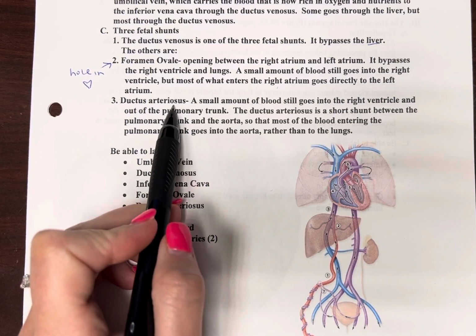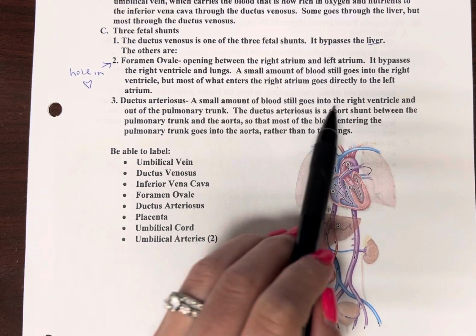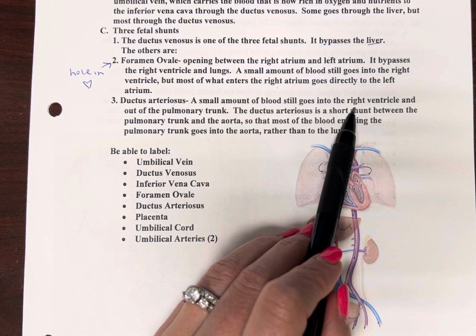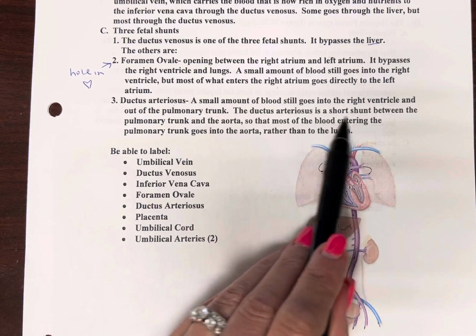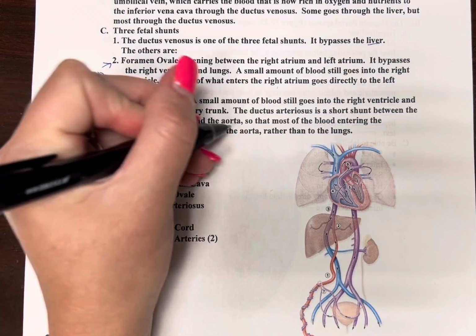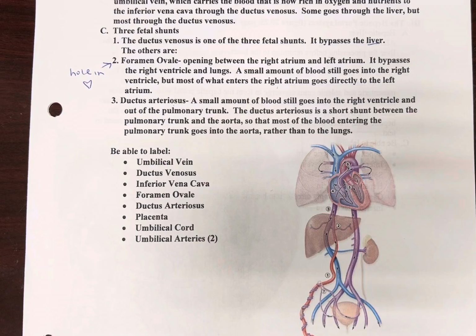Now, the ductus arteriosus. So the blood that does go in the right ventricle and out the pulmonary trunk, there's a little shunt that goes straight into the aorta rather than to the lungs.